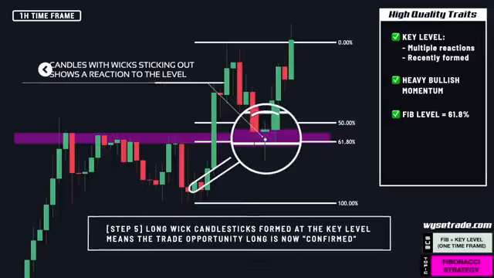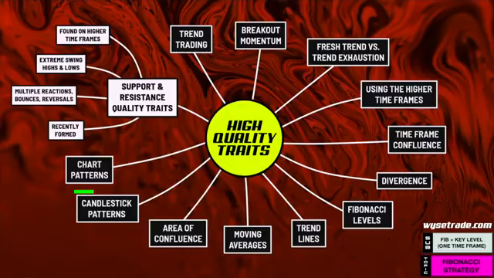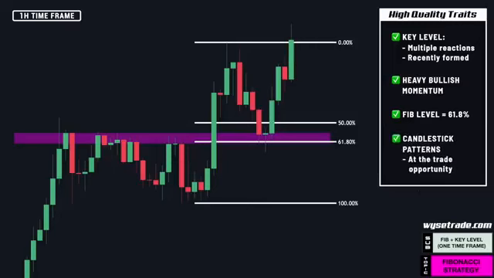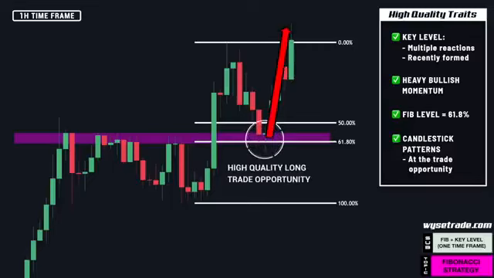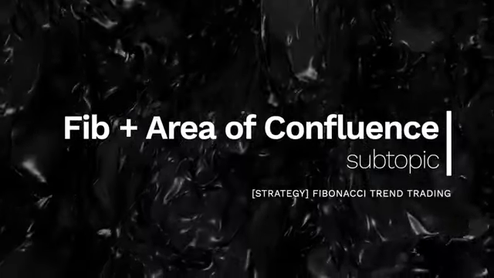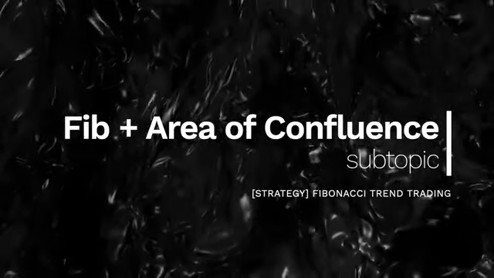These candles, with the wicks sticking out right at the level, shows a reaction to the level, which then confirms the trade opportunity long. All these traits listed make this a high quality long trade opportunity. So this was just starting simple. Let's now take it up a notch and move into combining Fibonacci with areas of confluence.